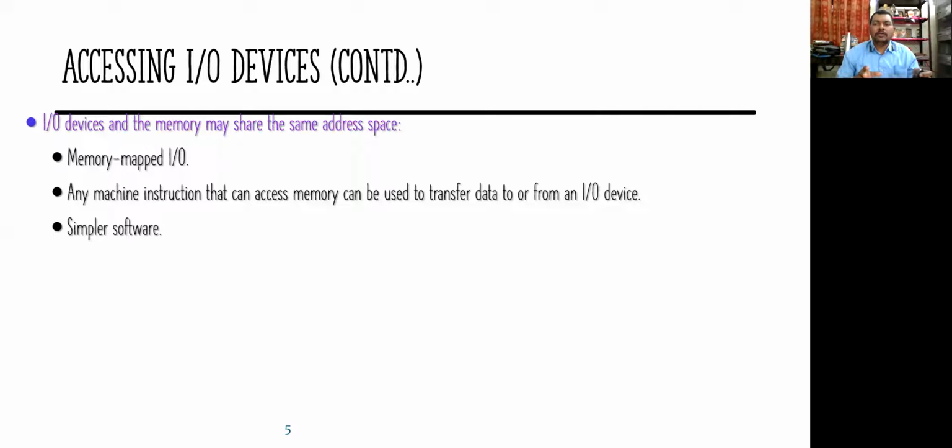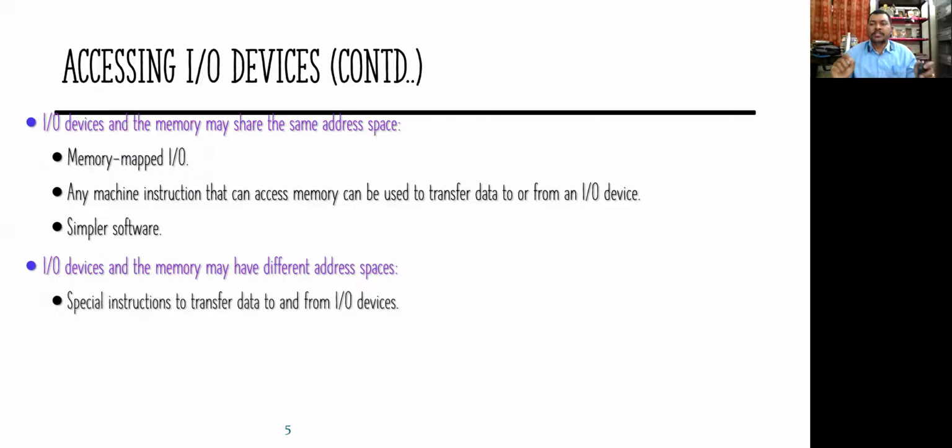If we are not expecting to use the same input output address lines, then what other things do we require along with that? If so, what happens? A special instruction to transfer data to and from input output devices is required. If you are not using the same address lines, then input output devices may have to deal with fewer address lines.